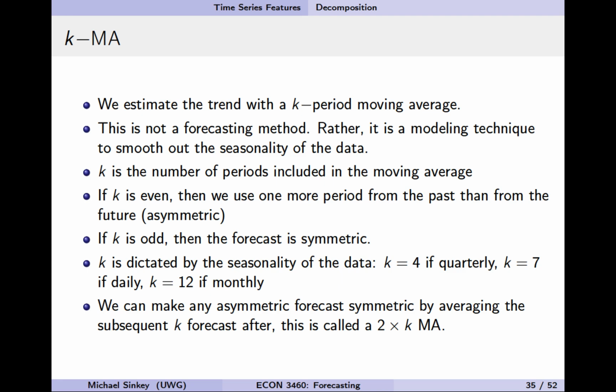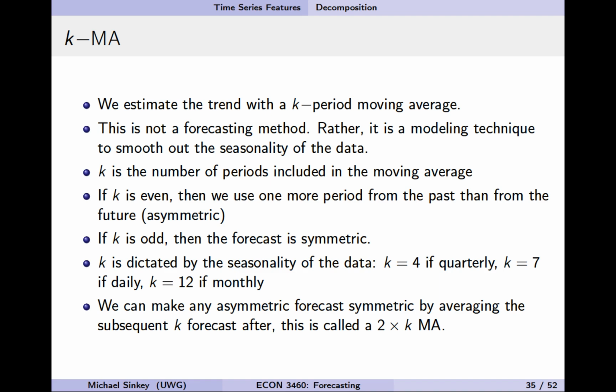If you have a 4-period moving average, then it's calculated by taking 2 periods from the past, the current period, and 1 period from the future. But that means you're taking more from the past than from the future. If K is odd, the forecast is symmetric. If we have, say, a 7-period moving average, then we have 3 data points from the past, 3 data points from the future, and the current period for a total of 7. If K is monthly, if it's 12, then we have 6 periods from the past, the current period, and 5 periods from the future. This is not necessarily a problem.